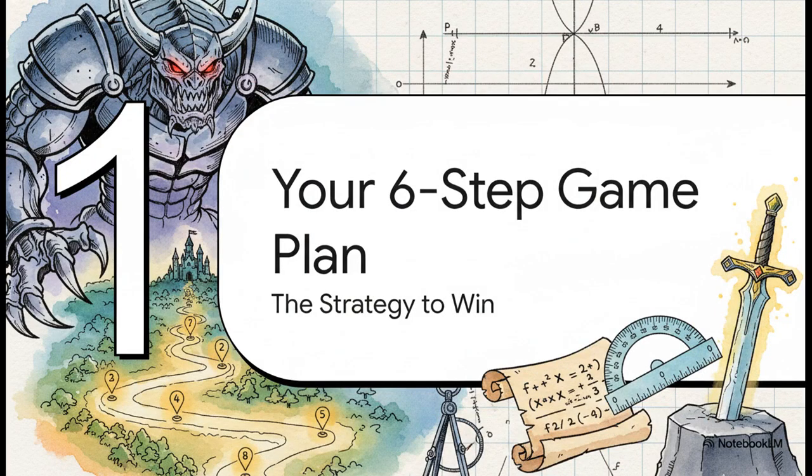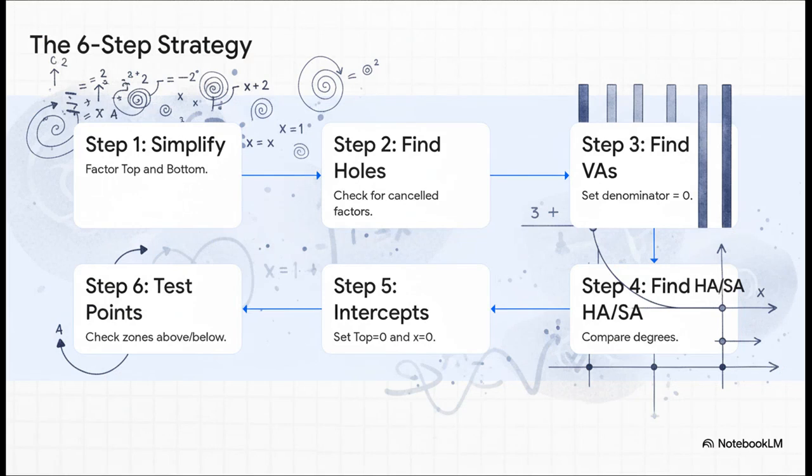So here it is, your 6-step game plan. This is our strategy to win every single time. And here's that roadmap, our 6-step strategy for graphing these things. Okay, step 1, and this is crucial, simplify first, always. Step 2 is to find any holes. We'll talk more about what those are. Then step 3, you find those vertical asymptotes, those electric fences.